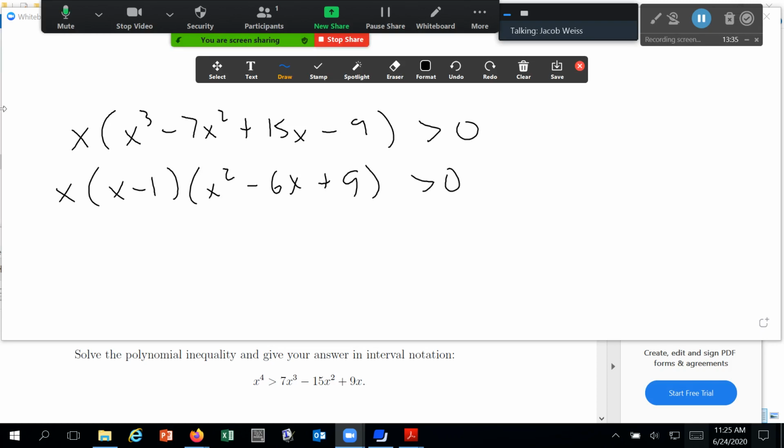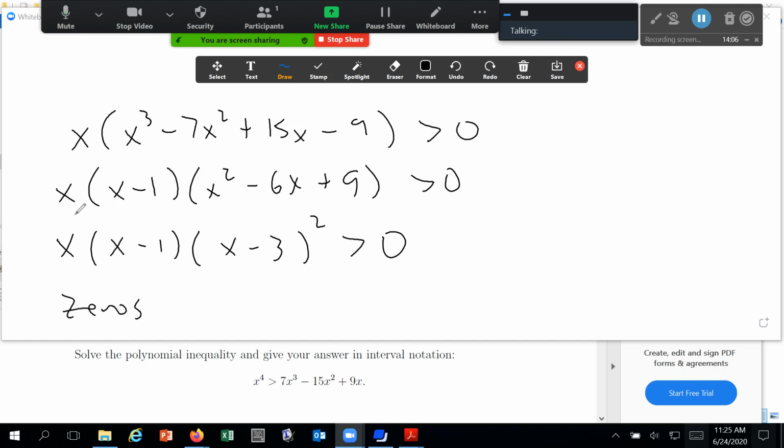is greater than 0. And then, so to find the zeros of this, we can either use the quadratic formula, which is fine, or we can factor it. Let's just go ahead. This one factors nicely. It's x minus 3 quantity squared is greater than 0. All right, so here we go. We have it completely factored. The zeros now of this, the zeros are x equals 0, x equals 1, and x equals 3.